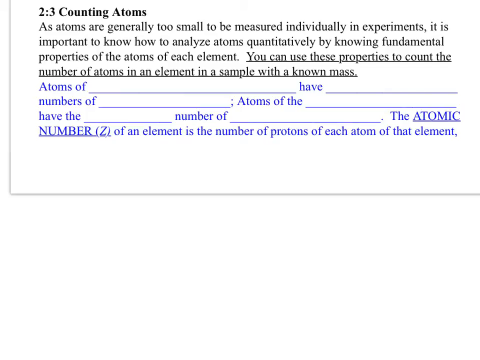As atoms are generally too small to be measured individually in experiments, it is important to know how to analyze atoms quantitatively. Remember quantity, so you've got a number, by knowing fundamental properties of the atoms of each element. You can use these properties to count the number of atoms in an element in a sample with a known mass. So a long time ago they were able to get the mass of different things and deduce from there what was making up those atoms.